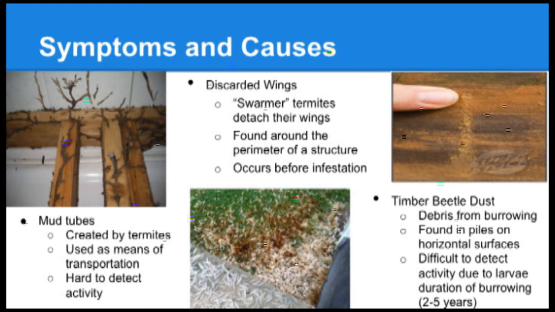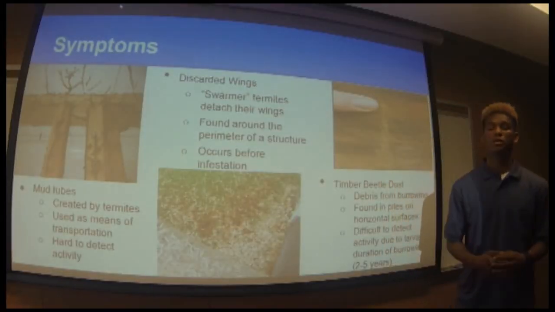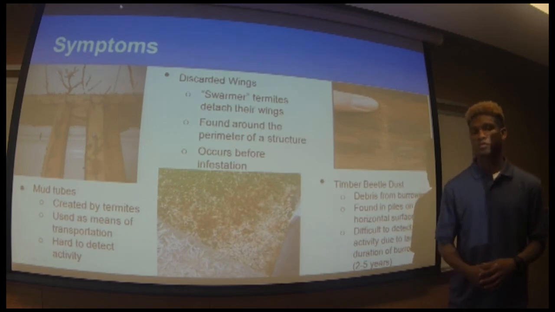To the far left, you see a picture of termite mud tubes. These are created by termites using the timber within the structure, other wood products, as well as soil for subterranean termites. These mud tubes are used as transportation ways for them to move throughout structures efficiently. What's typically done to detect whether a colony is active or not is to disturb the tube to see whether termites are within it.